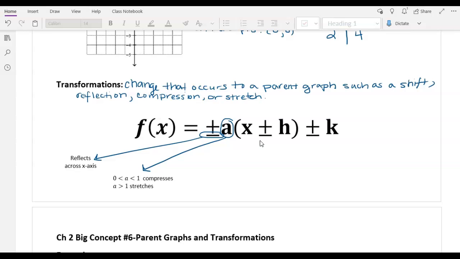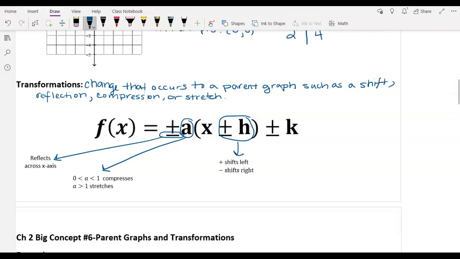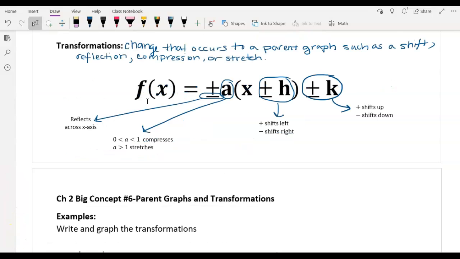All right, let's take a look at our h. Our h, if positive, shifts to the left, and if negative, shifts to the right. All right, and then lastly, we have k. k is almost opposite of h in the fact that if it is positive, it shifts the graph up, and if it's negative, it shifts the graph down. All right, so altogether, those make up what we call our transformations.